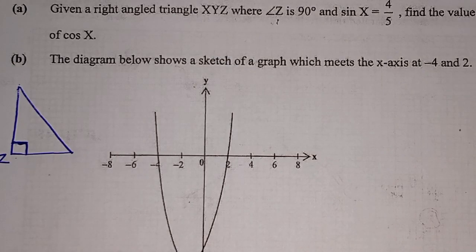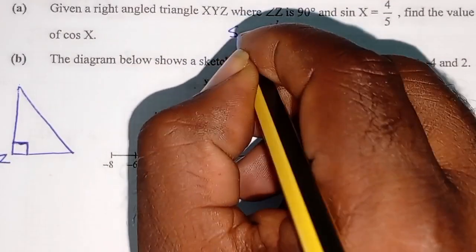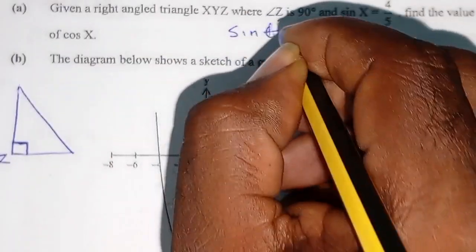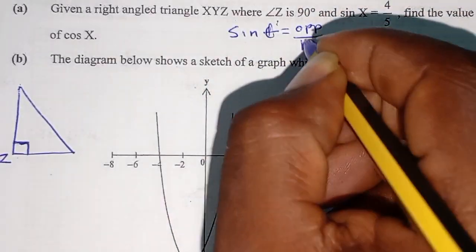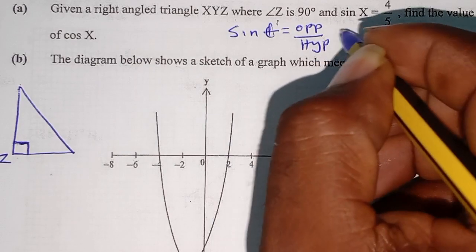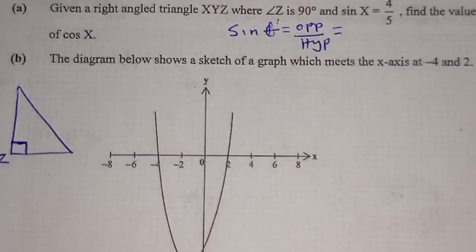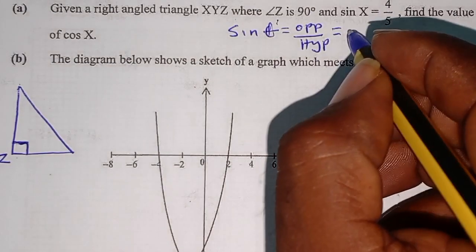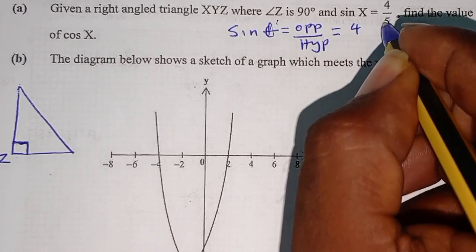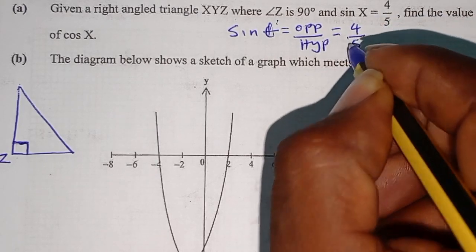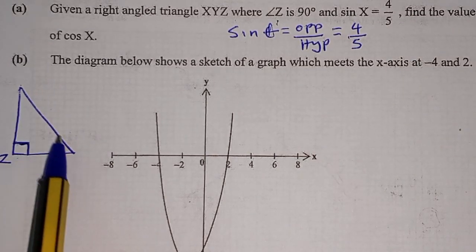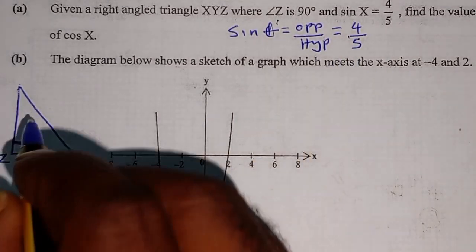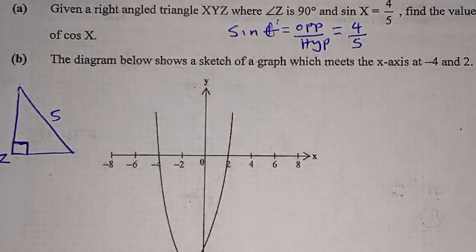Remember the formula for sine. Sine theta is equal to opposite over hypotenuse. So that simply means that 4 is the opposite, and 5 is the hypotenuse. So the hypotenuse is 5. So you put 5 there.